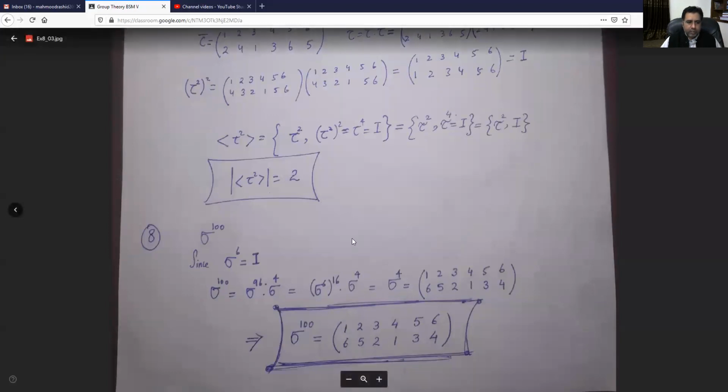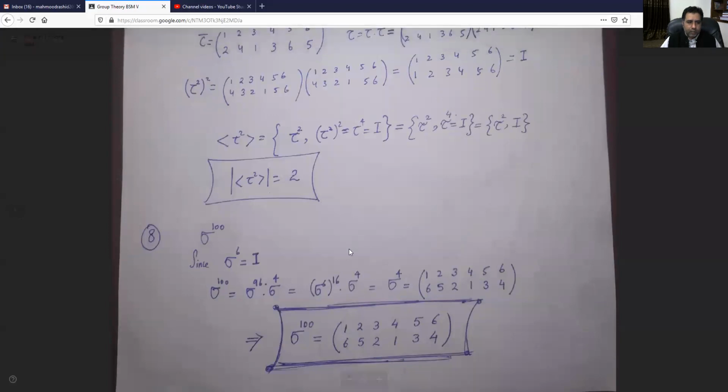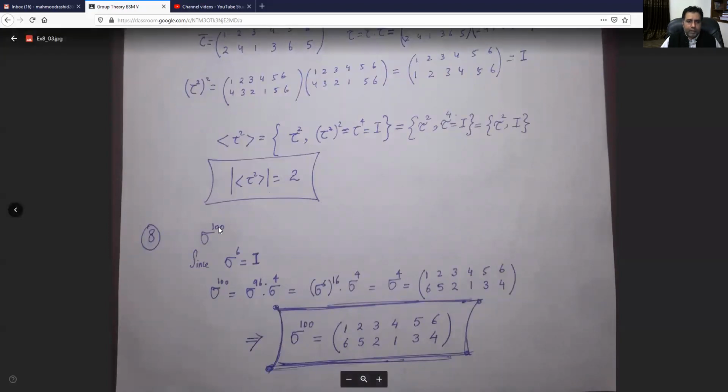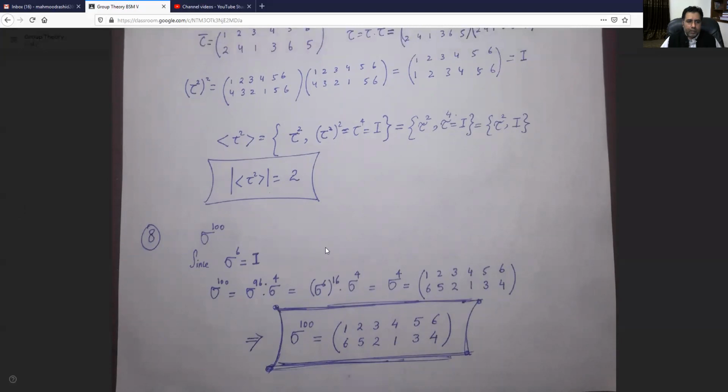This is the same situation as if you were asked to find iota power 100, you could write iota power 4 whole power 25. So iota power 4 is 1. 1 to the power 25 gives you again the 1.